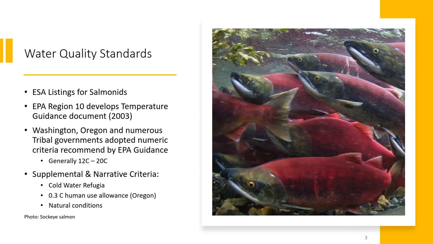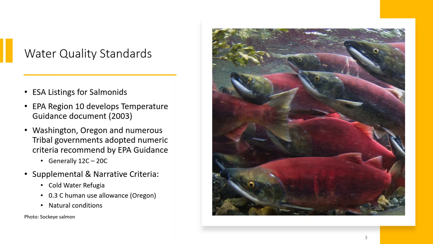Those are sockeye salmon in that photo. So we've been focusing on temperature as a key ecosystem indicator for a couple decades in the Pacific Northwest, because temperature, as you probably know, affects distribution, health, and survival of native salmon and other species. And we have a lot of ESA listings in the Pacific Northwest. We had a lot of listings even in the 1990s. And those listings inspired a cooperative effort that was led by EPA to work with states and tribes on the development of numeric criteria for temperature, and resulted in the development of EPA Region 10's temperature guidance document in 2003.